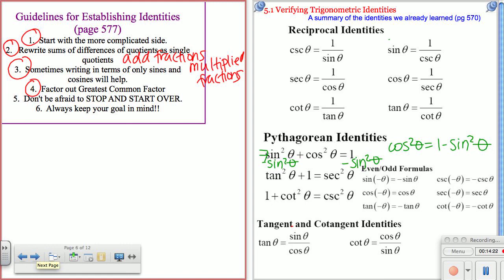But we can't ever be afraid to start over or forget what our goal is. We always have to keep our goal in mind. Where are we trying to get? Every time we practice these, we're going to continue to remind ourselves of the guidelines to help us. And that's it for today.